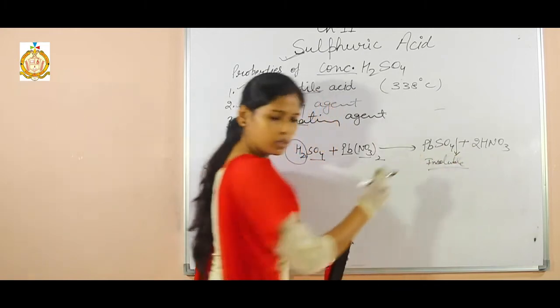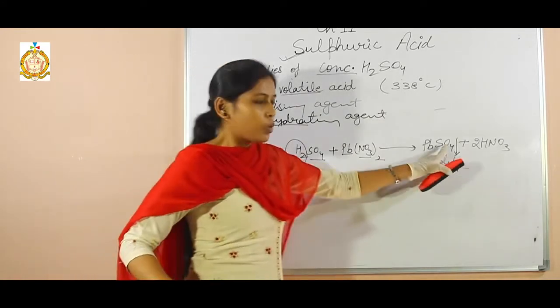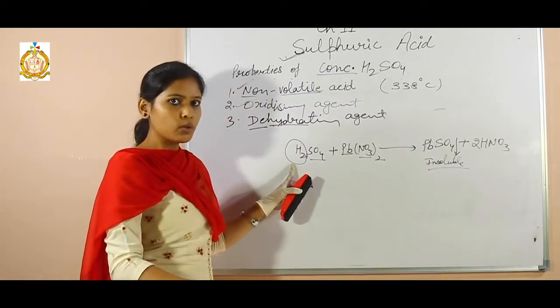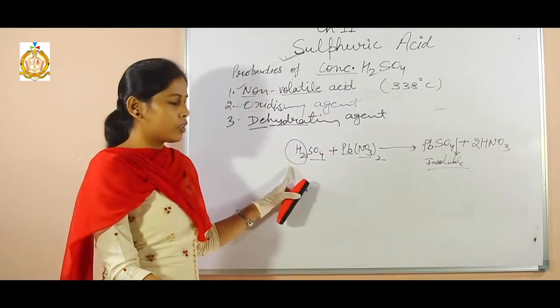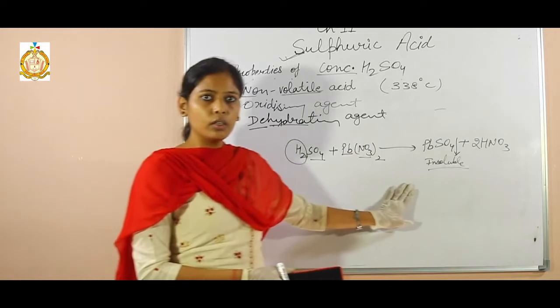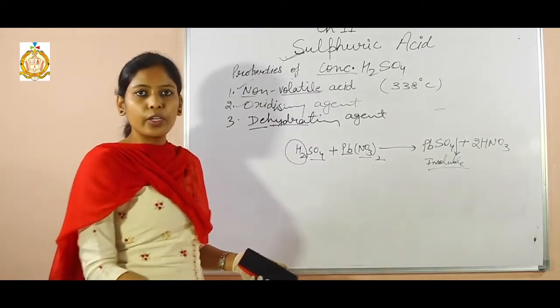One more example, barium sulfate, is also given. So a question like "prepare an insoluble sulfate from sulfuric acid" or "prepare lead sulfate from sulfuric acid" will be there. Write the reaction, the balanced chemical equation, as the answer. Next, the uses of sulfuric acid are there.